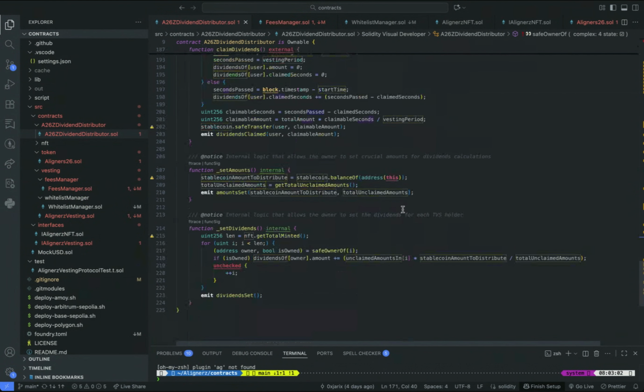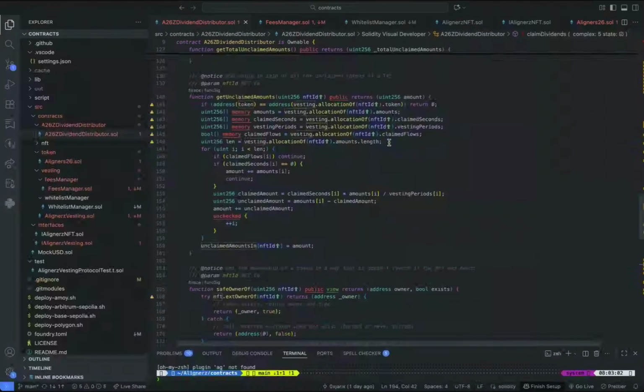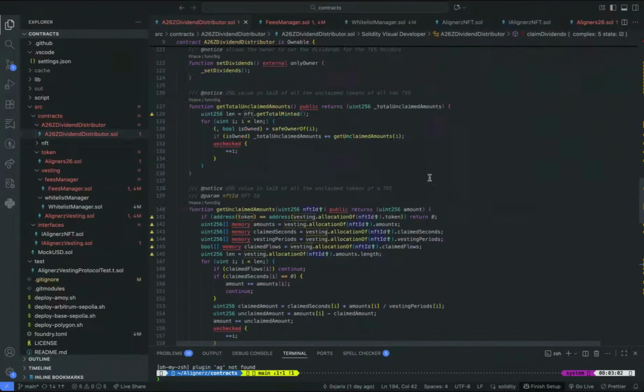And so during the snapshot, this 3,000 value will be, if you want, his weight power to receive dividends. Okay, it will be compared to all the unclaimed tokens of all the TVSs of the Alignerz token. Okay, you're starting to understand, and that's mainly it.